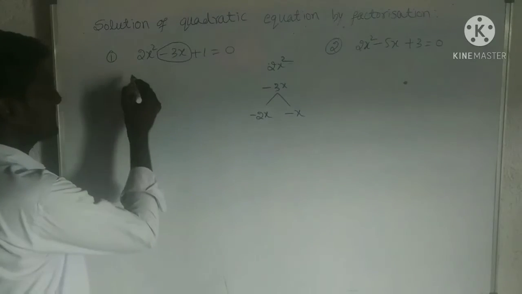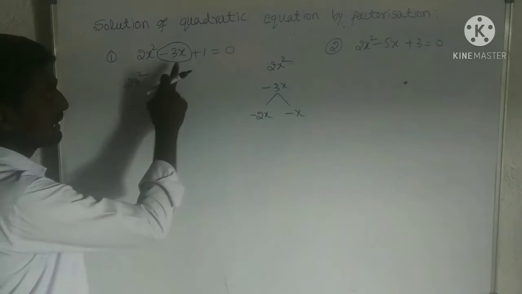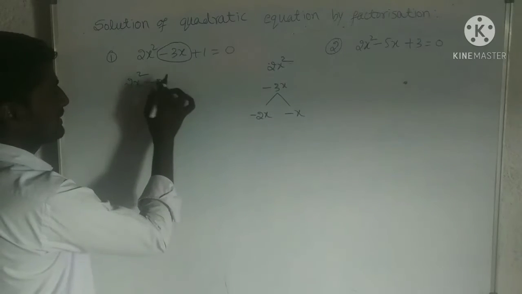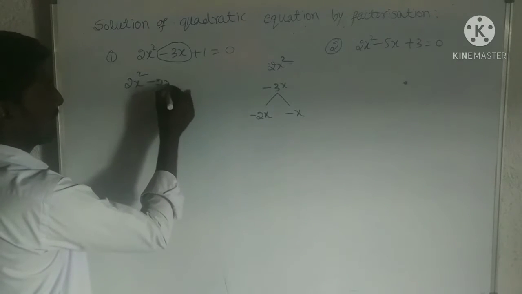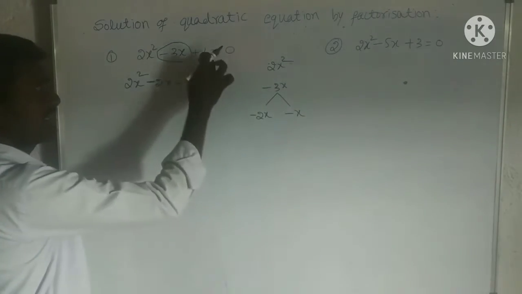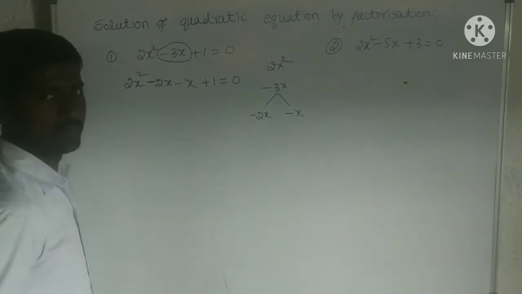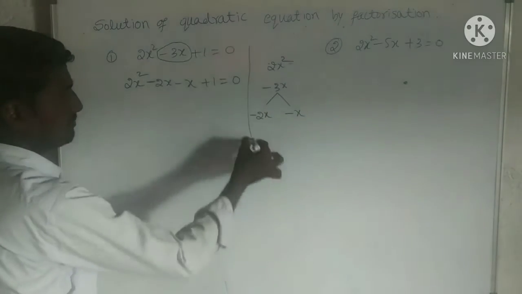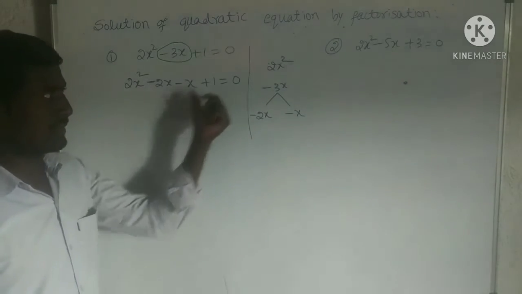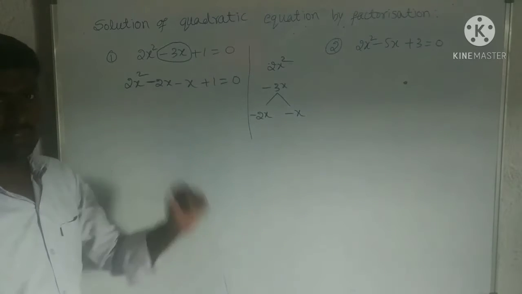This is the factorization method. It is 2x square, the first term as it is. In place of minus 3x, I can write these two terms: minus 2x minus x in place of this term. Then the third term as it is, plus 1, is equal to 0. Okay. So now the next step. After one more problem I will solve, we will come to know how we can split this.